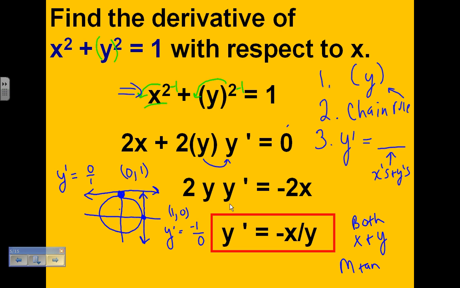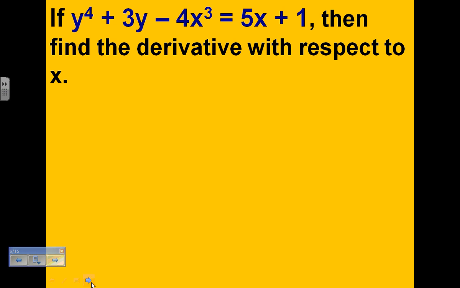So, a lot of things to do about that. That's just one example. All right, let's go to another one. If you have y to the fourth plus 3y minus 4x cubed equals 5x plus 1, find the derivative with respect to x.